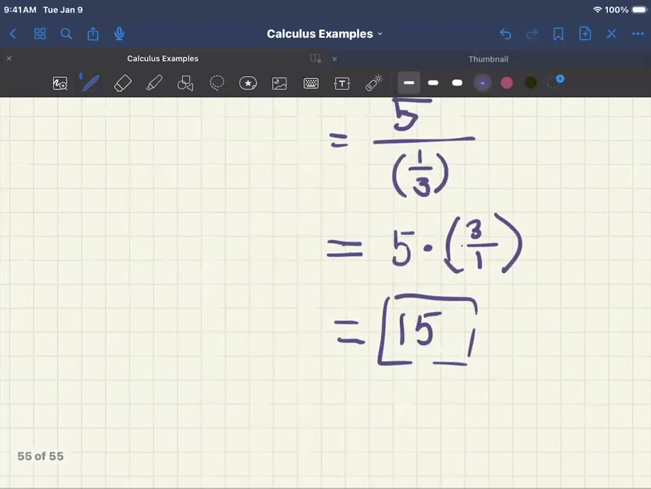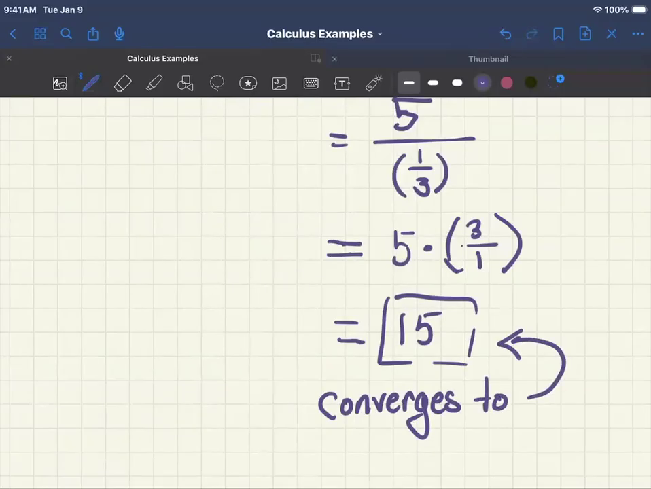So our series converges always to 15. And there's no restrictions on it whatsoever. So that is the basics of the geometric series.